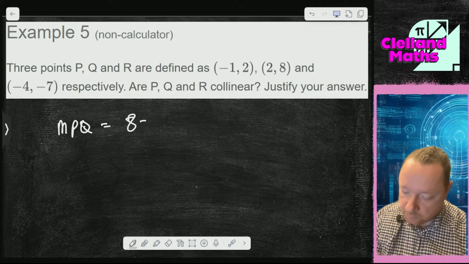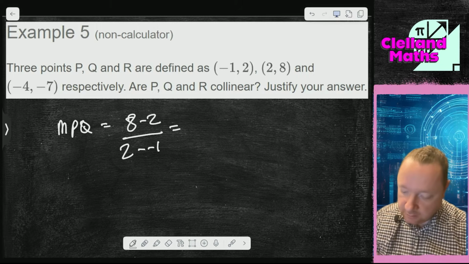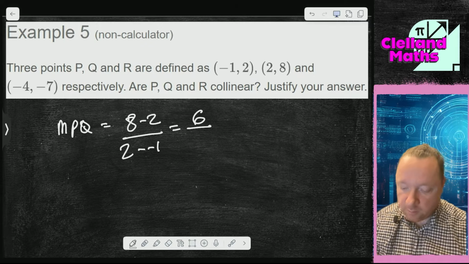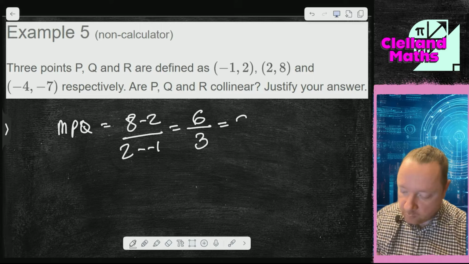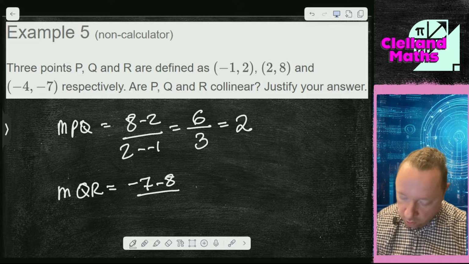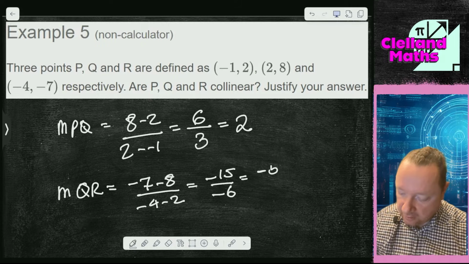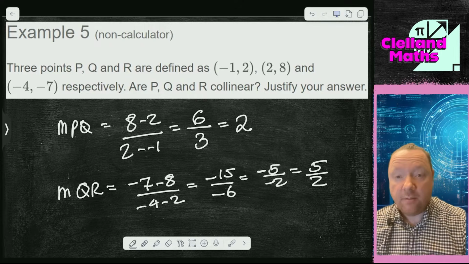So 8 minus 2 over 2 minus 1. 8 minus 2 is 6. 2 minus 1 is 3. And that gives me 2. The gradient of QR is minus 7 minus 8 over minus 4 minus 2. Well, that's minus 15 over minus 6, which I can simplify by dividing by 3 to minus 5 over minus 2. Well, actually, 2 minuses make a plus, so I get 5 halves.